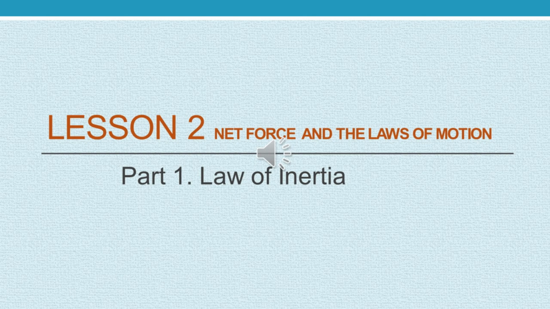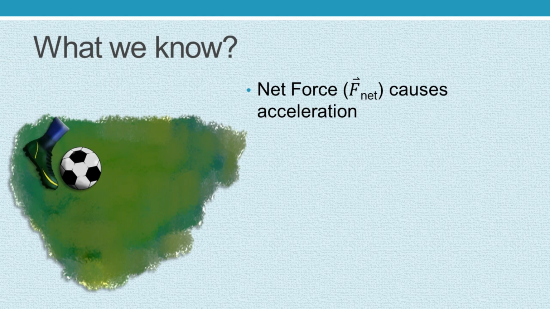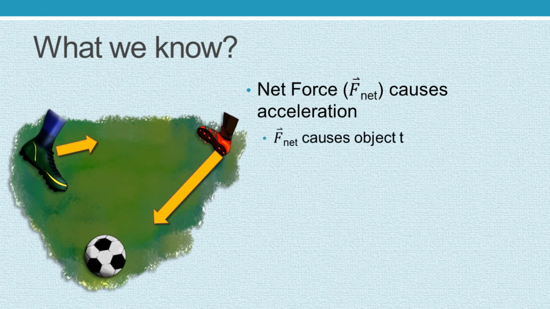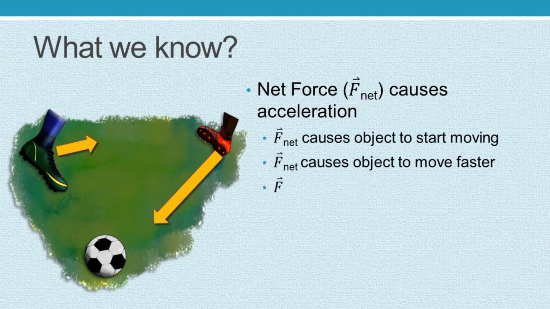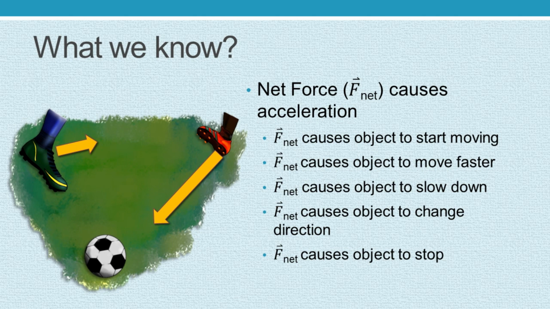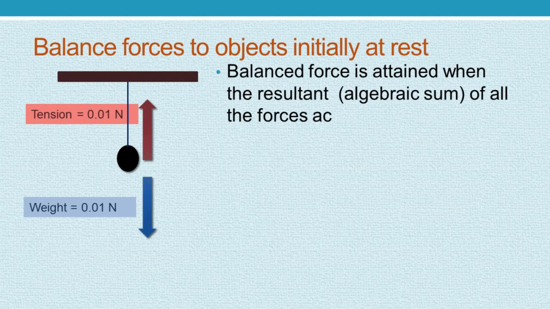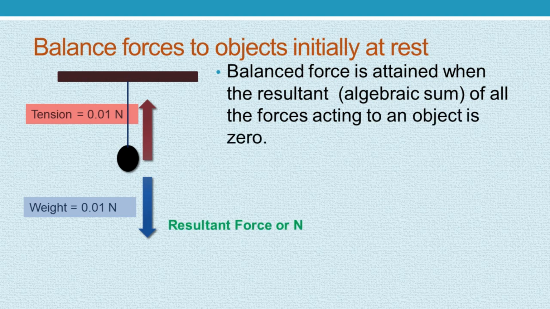Force causes an object to start moving, gain speed, slow down, stop moving, and even change direction. These changes in motion are acceleration, defined as the change in velocity per unit time. Balanced force is attained when the resultant, or the sum of all the forces acting on an object, is zero.